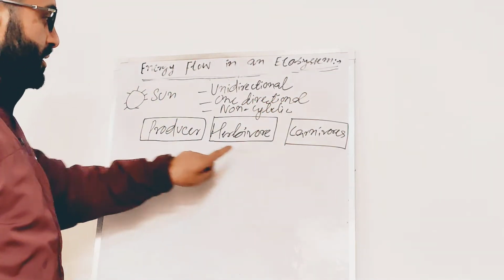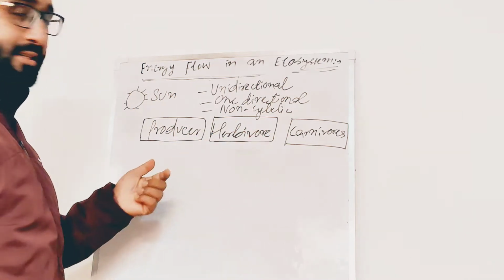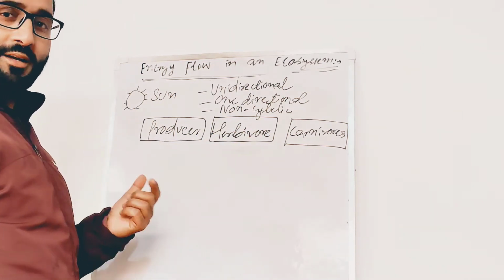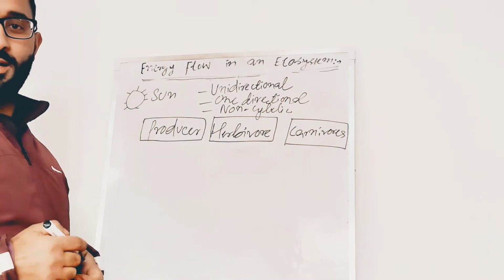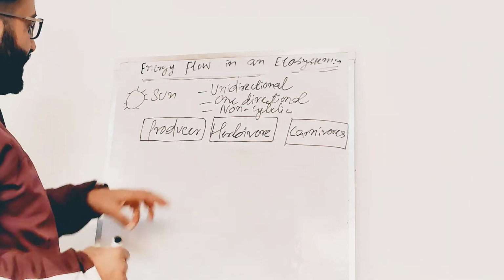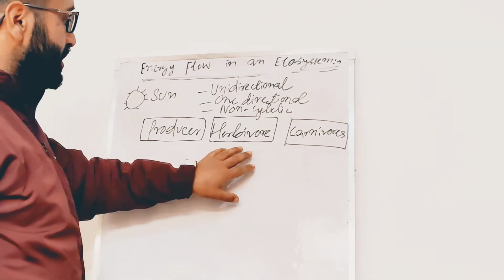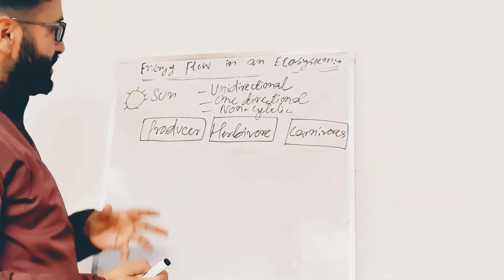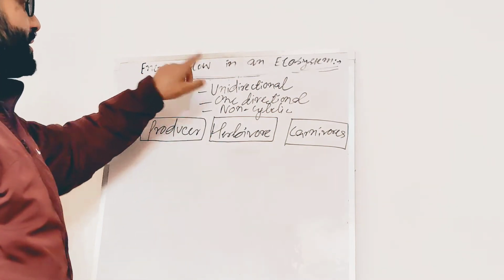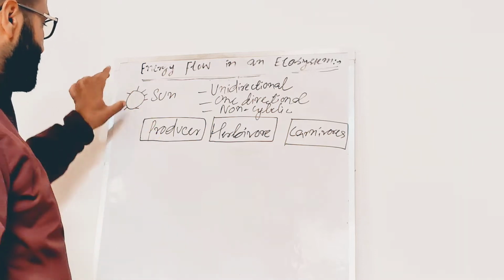These producers, herbivores, carnivores, and besides these decomposers, they are the main components of the ecosystem. We will discuss producers, herbivores, and carnivores. We will use these to understand the concept of energy flow in an ecosystem.